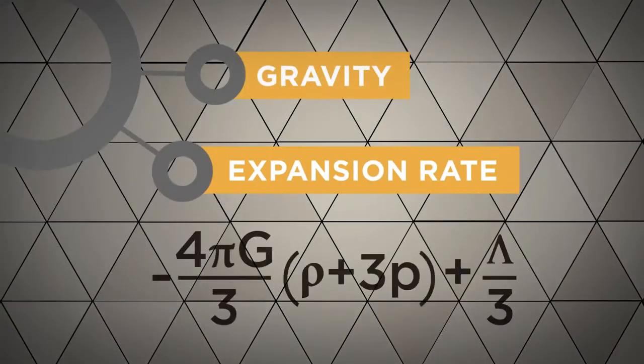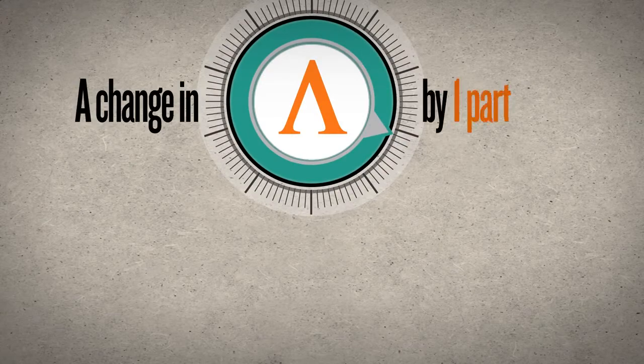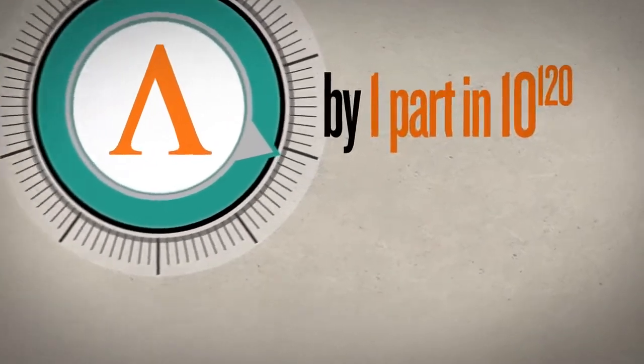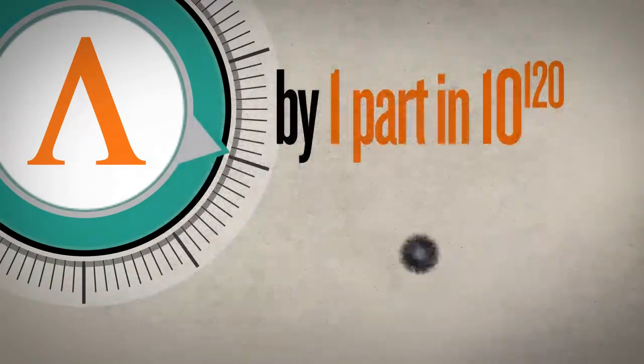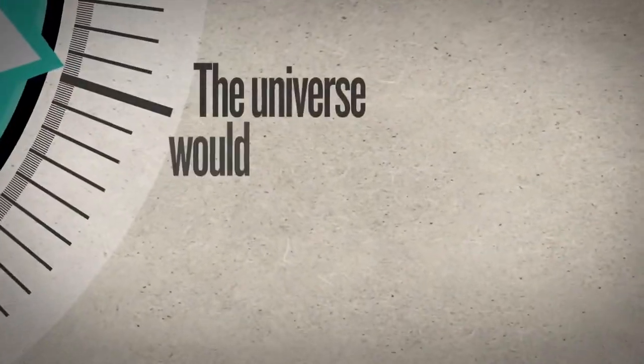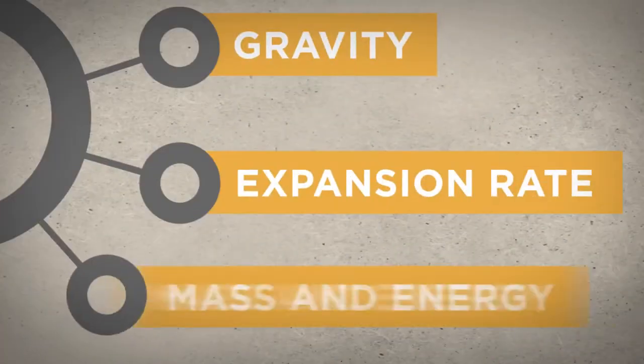Or consider the expansion rate of the universe. This is driven by the cosmological constant. A change in its value by a mere 1 part in 10 to the 120th parts would cause the universe to expand too rapidly or too slowly. In either case, the universe would again be life prohibiting. Or another example of fine-tuning.